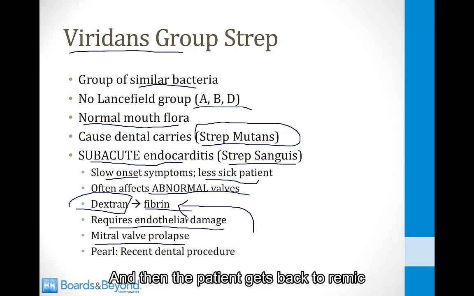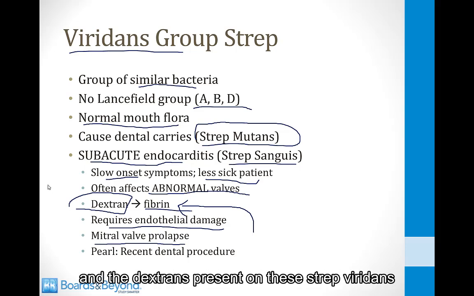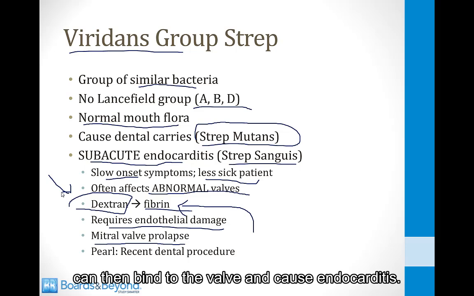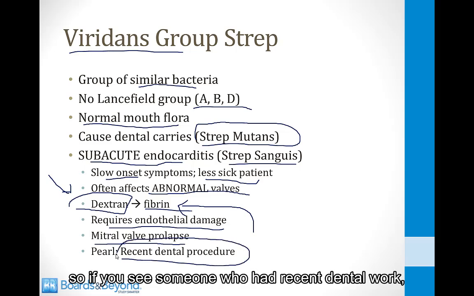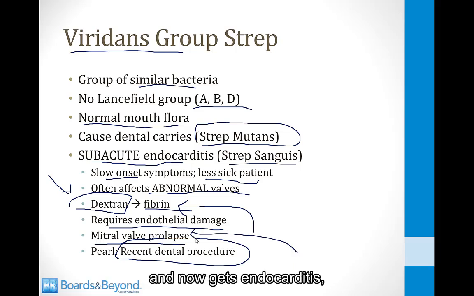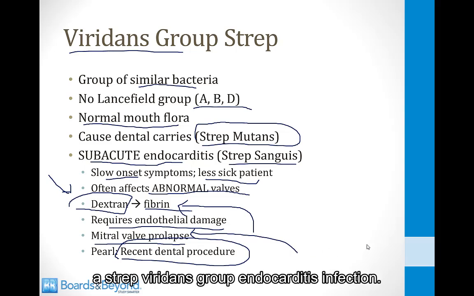And then the patient gets bacteremic from a dental source, maybe they had some dental work done, and the dextrans present on these strep viridans can then bind to the valve and cause endocarditis. A pearl that's often present in board questions is a recent dental procedure. So if you see someone who had recent dental work, especially with a history of mitral valve prolapse, and now gets endocarditis, they're describing a classic depiction of a strep viridans group endocarditis infection.